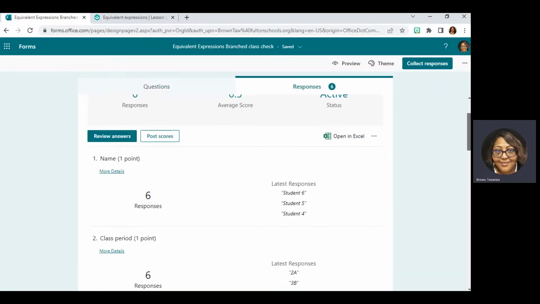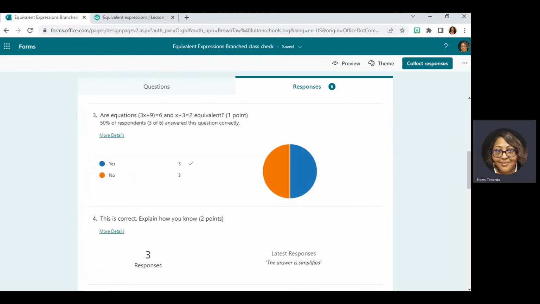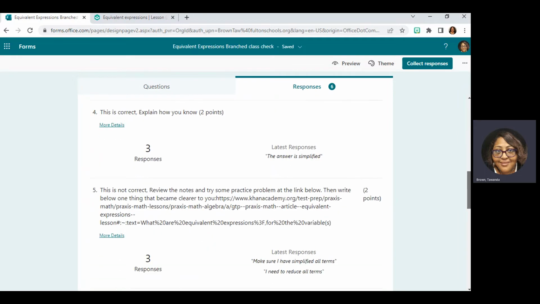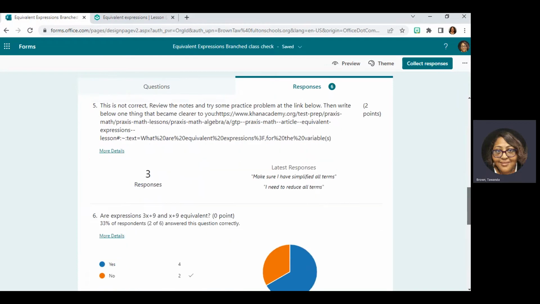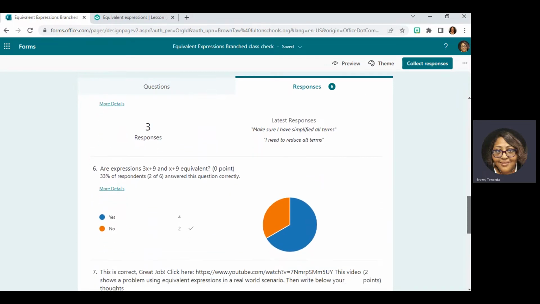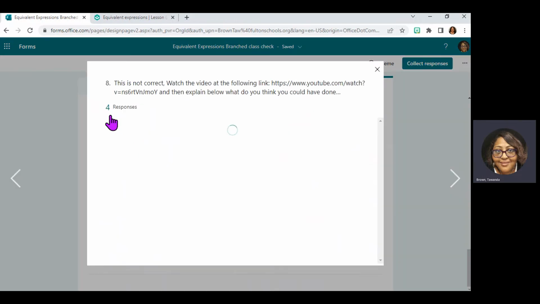You're seeing their responses in real time. How many are getting it correct? How many are getting it wrong? Some of their responses, are they using mathematical language to explain? Does it really seem like they understand, or were they just guessing? And then you can also see the graph, like how many feel that they're good now at simplifying expressions or may still need some help. You can also click on more details on each question, which should give you a clearer chart of the different responses that are coming in.